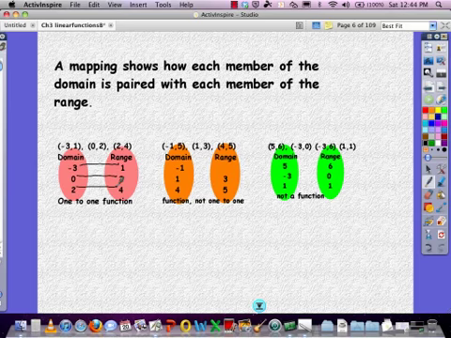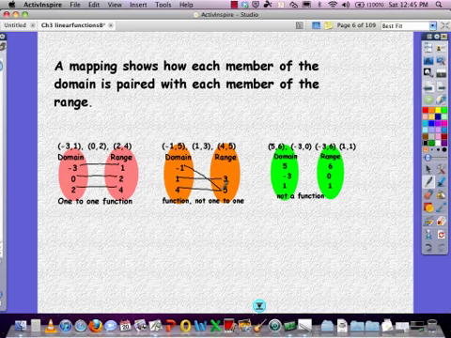Let's look at the second one in orange. -1 is paired with 5, 1 is paired with 3, and 4 is paired with 5. So you're seeing two different x values being paired with the same y value. Yes, that is a function, but it's not one-to-one. Everybody doesn't have their own.